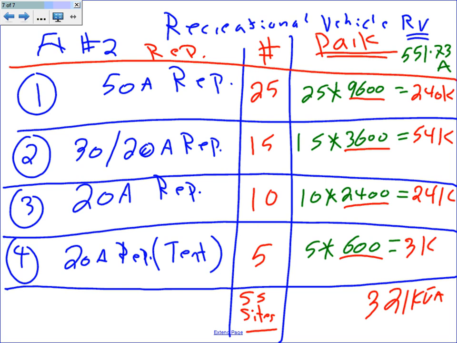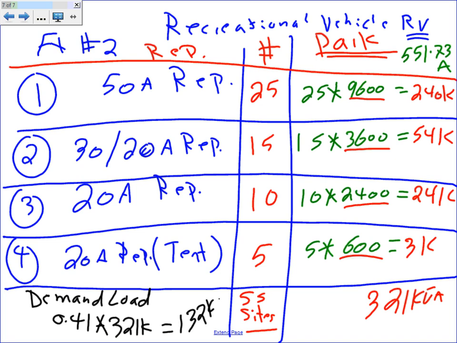Then what I'm going to do here, I'm going to call this demand. Demand load for all of them equals, I'm sorry, I forgot. Was it 0.41? No. 0.41 multiplied by 321K. Do I have somebody to do the math for me, please? 132 KVA. That's my demand number that I go to town with. 132 KVA.